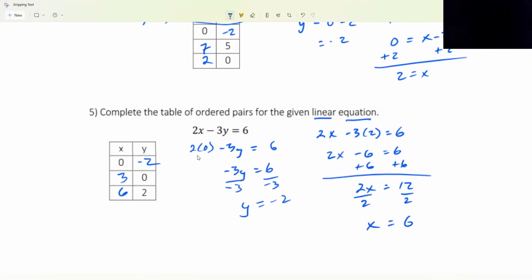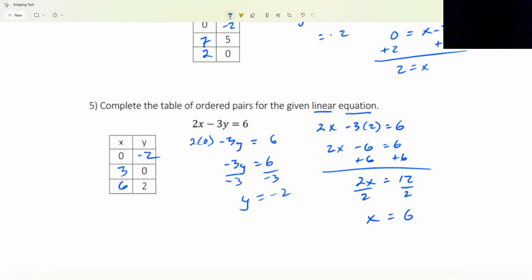Okay, so nothing to it. It's just, hey, plug numbers in, get numbers out. You just got to know where you're going to plug them in. Okay, so that's that part. Let's open up the next one.